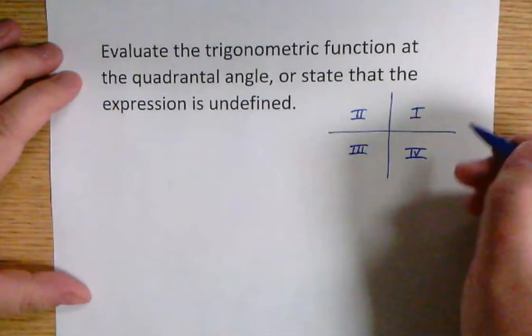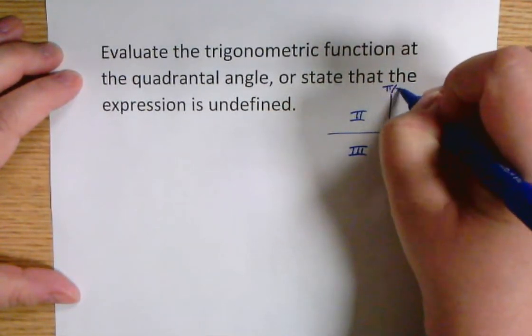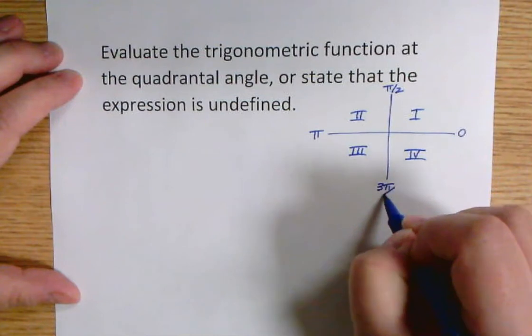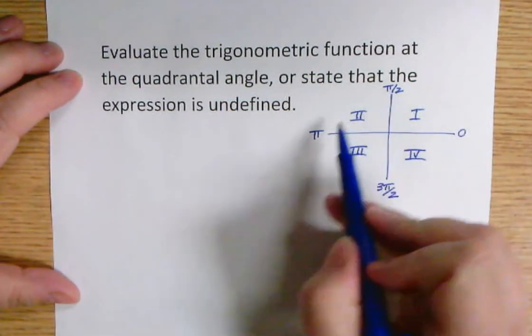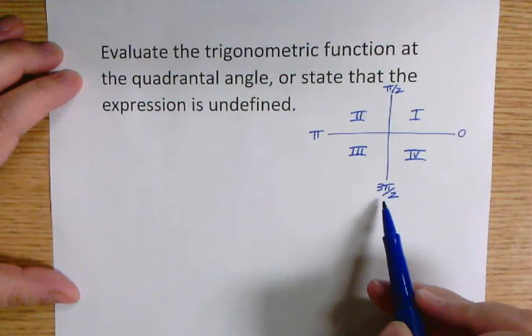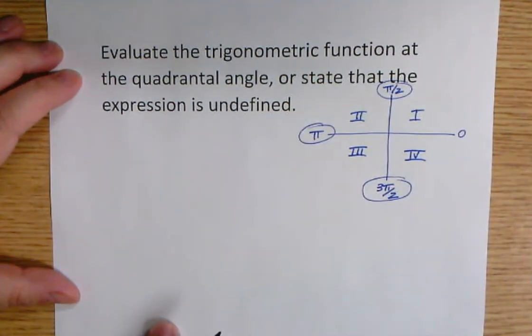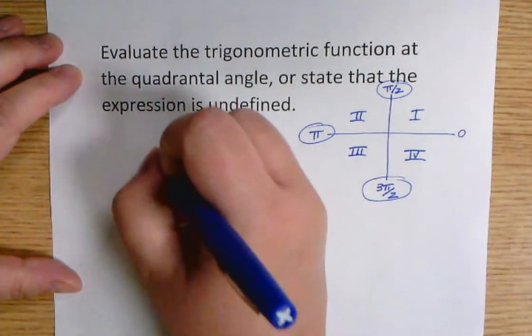So in other words, 0, and in radians, this is pi over 2, pi, 3 pi over 2. And very often we're dealing with radians. That would be 90 degrees, 180 degrees, 270 degrees. So specifically, we're going to be asked about those angles when we say at the quadrantal angle. Or state that the expression is undefined. So let's talk about why this expression might be undefined.